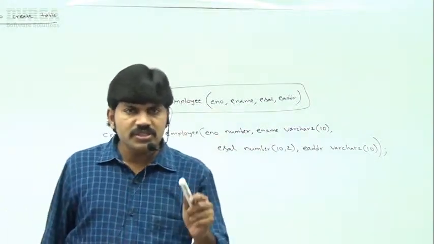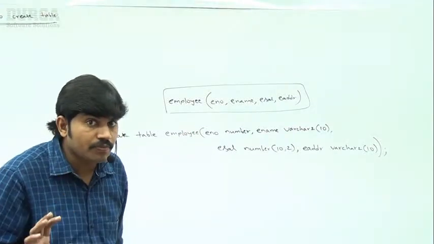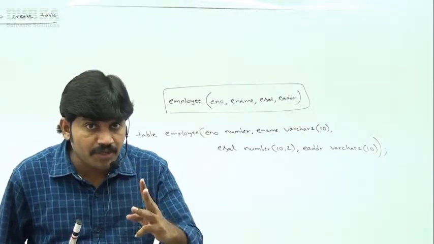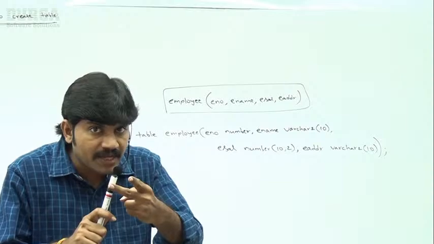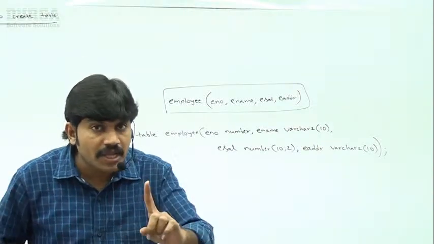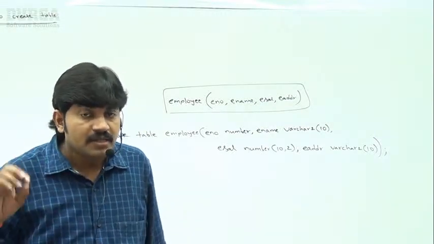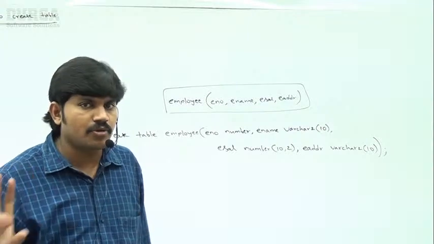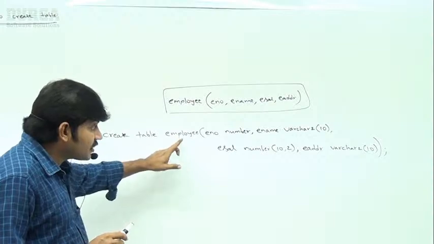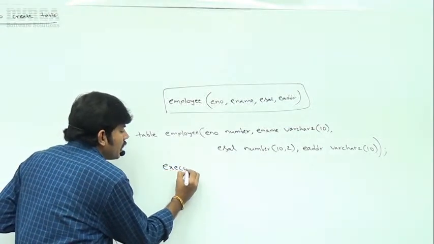Now in JDBC, based on the query, we have to choose the corresponding execute method. How many execute methods are available? Three: executeQuery, executeUpdate, and execute. For select queries, we use the executeQuery method. For non-select queries, executeUpdate. If you don't know the query type, then the execute method. Is this a select query or a non-select query? Non-select query. That's why we use the executeUpdate method.